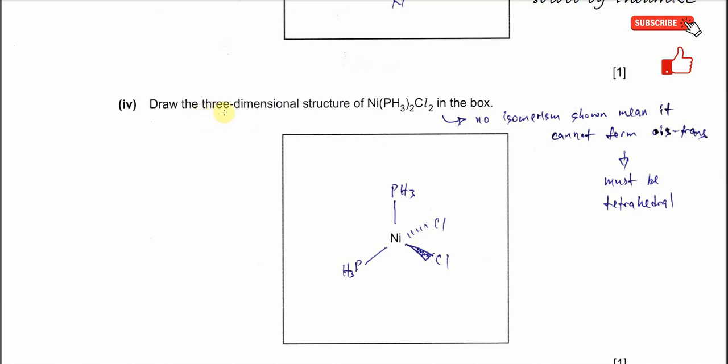Draw the 3-dimensional structure of this one, nickel with the phosphine. This is a monodentate ligand, as I already told you just now, and 2 chloride. So this one will form 4 dative bonds. A coordination number of 4 is going to be square planar or octahedral. Sorry, square planar or tetrahedral.